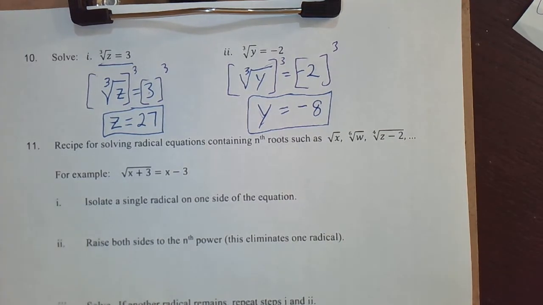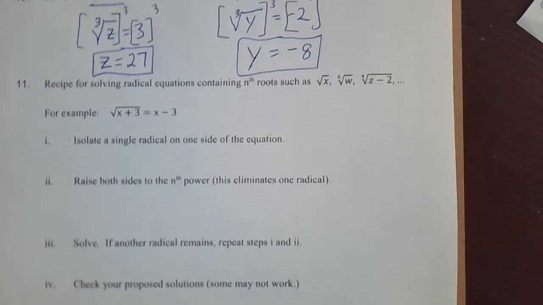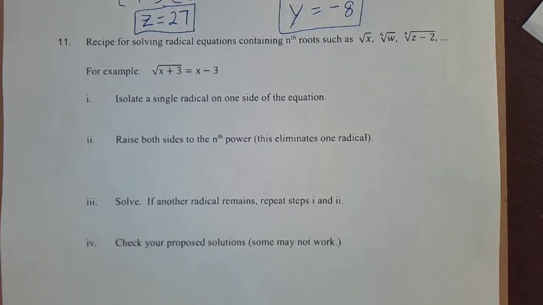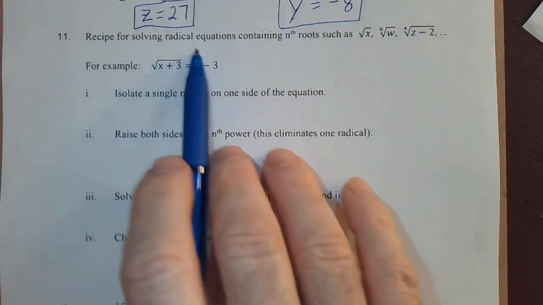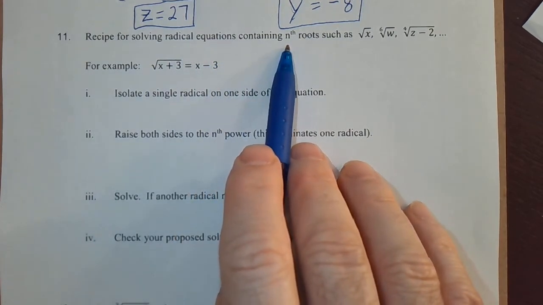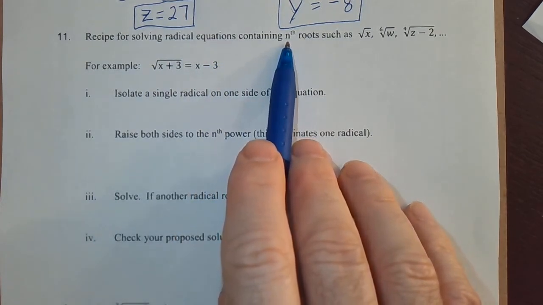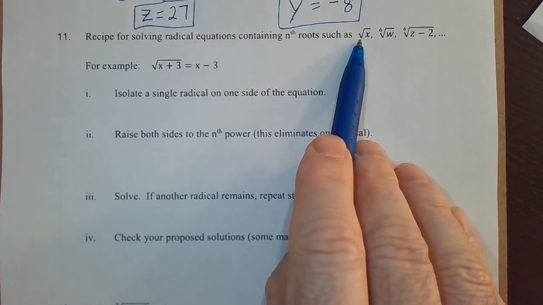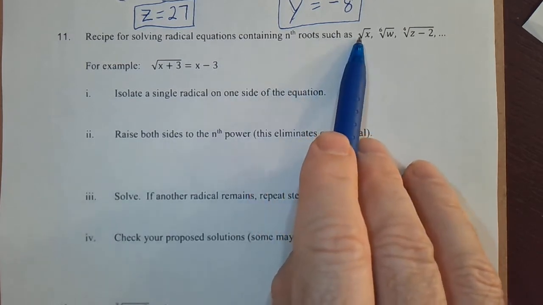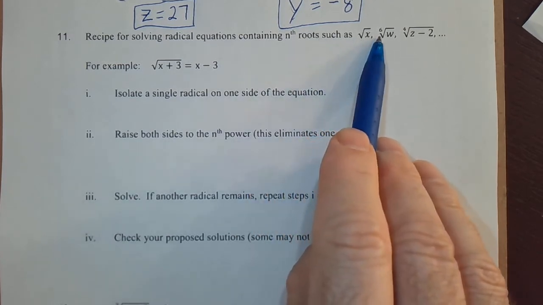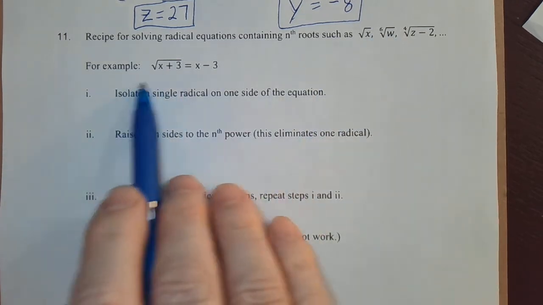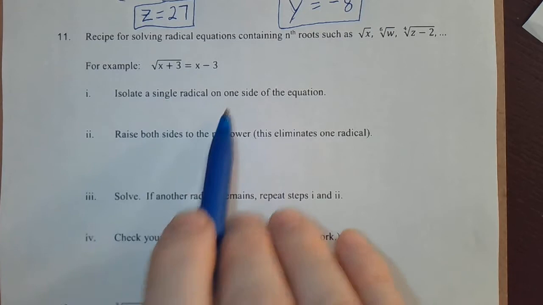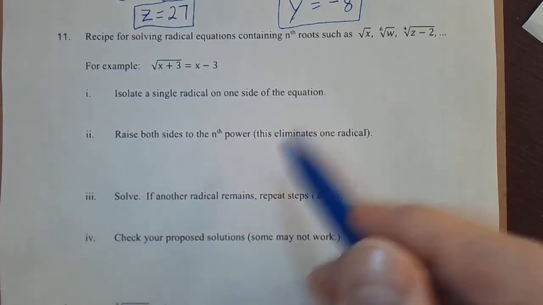Okay, well, here is the recipe. And this recipe is a little more general. The recipe for solving radical equations containing nth roots, like this, which is a square root. So n would be 2, the second root. This would be the sixth root. This would be the fourth root. And here's an example that I'm going to do as we read through this recipe.